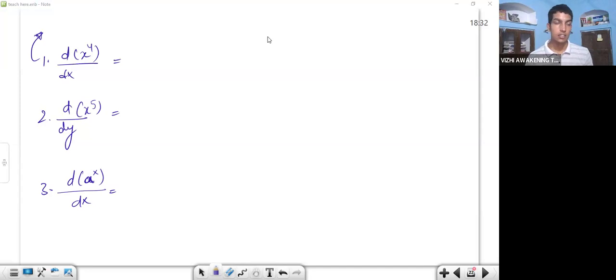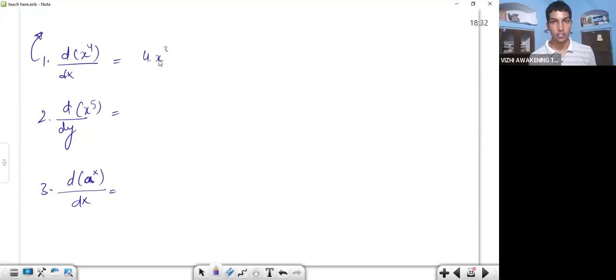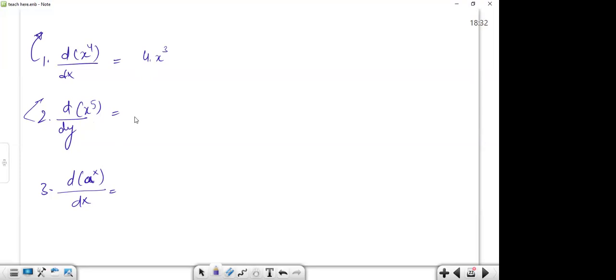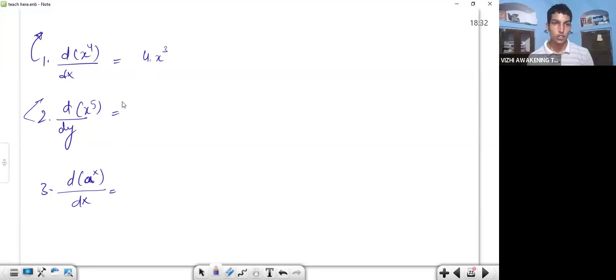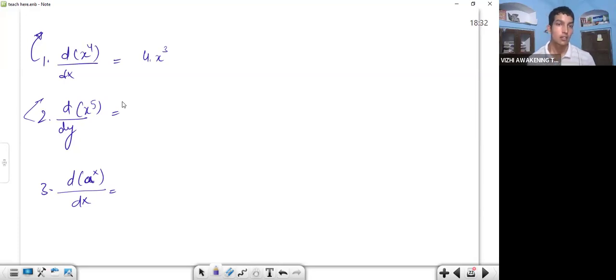Nandana, can you tell this first? Yes, sir. 4x power 3. 4 into x power 3. Good. Rishi, if you're there, please tell about this one. No, he's not. Yes, Nandana? Sir, 5x power 4. Are you sure? Sir, with respect to y, so what it will be?